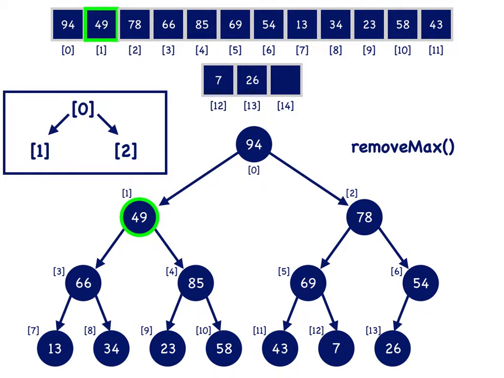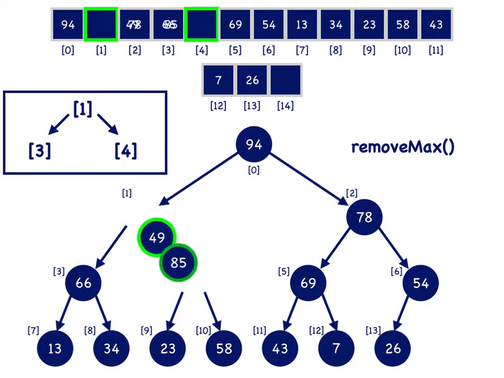Then we repeat this process. Once again, the current parent node is at index 1. We plug that into our formula, which tells us that the indexes of the left and right child will be 3 and 4. Now we need to determine which side, if any, a violation occurs on, and we determine that a violation occurs on both sides once again. So we swap 49 with the larger of the two values, which is 85, the node at index 4. So we swap.